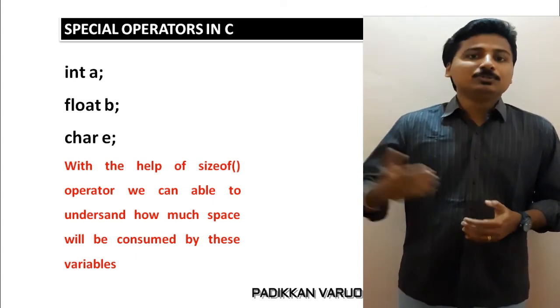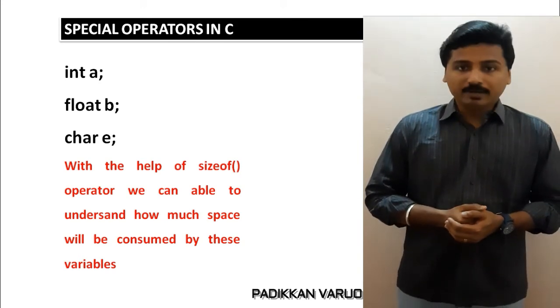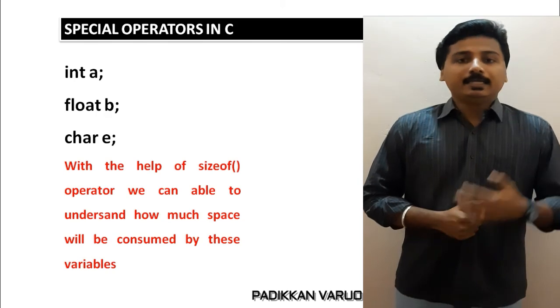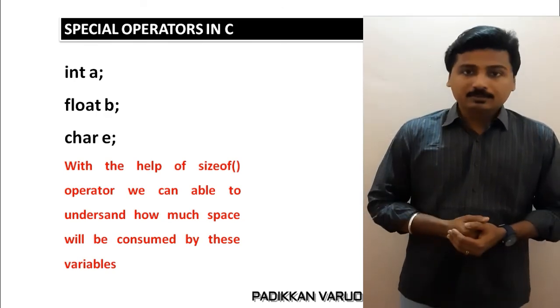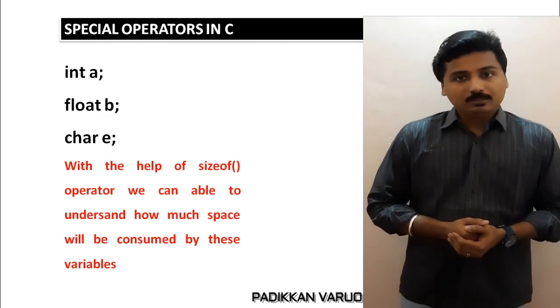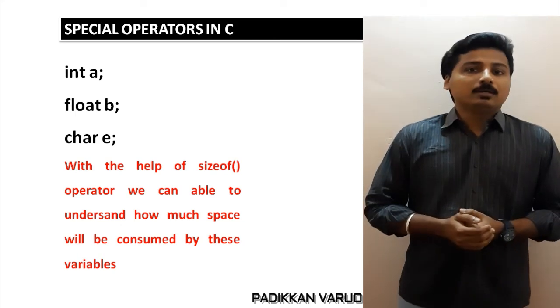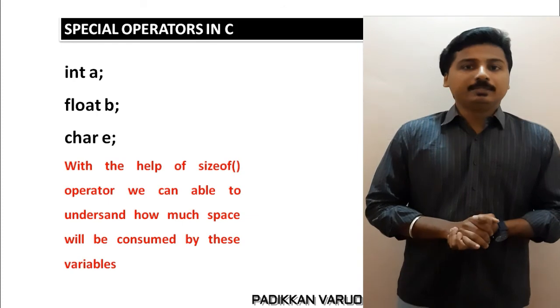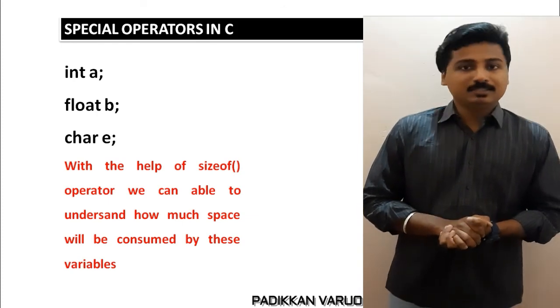If you are using an integer variable, it will consume 2 bytes, if you are using a floating point variable, it will consume 4 bytes, and if you are taking a character variable, it will consume 1 byte. So the special operator called sizeof helps us calculate how much memory is needed by a particular variable in a C program.